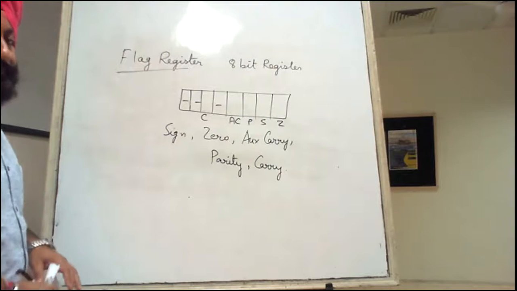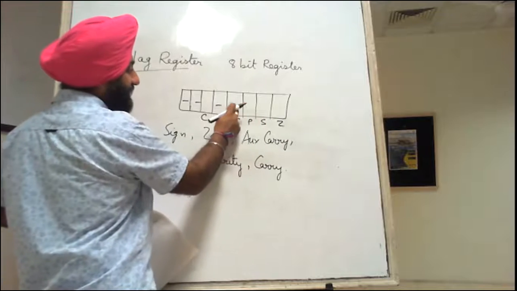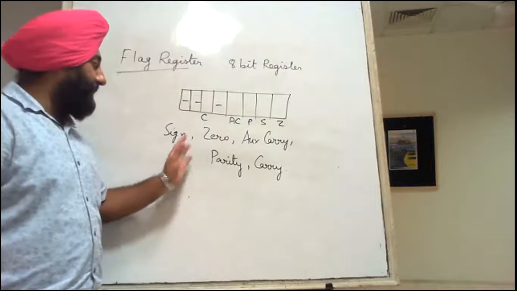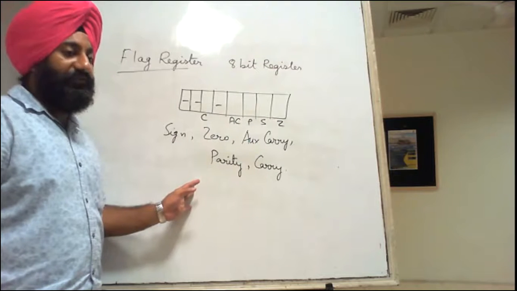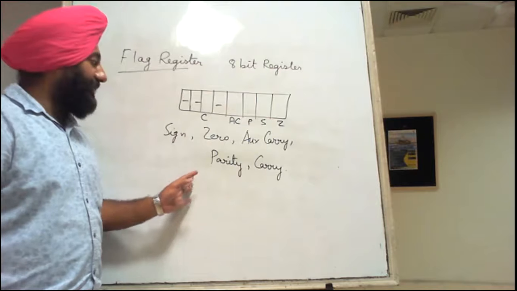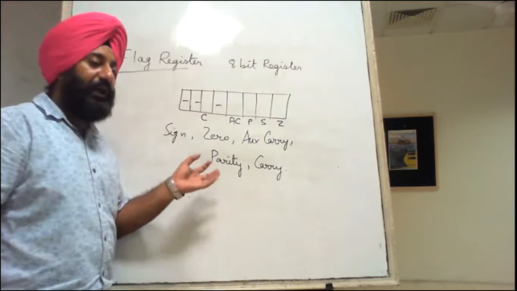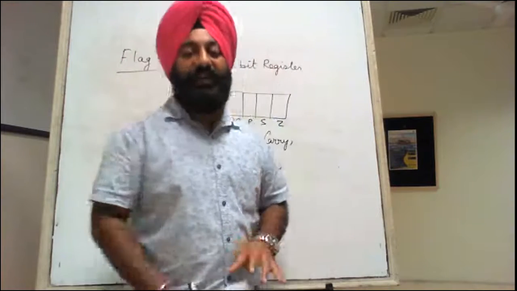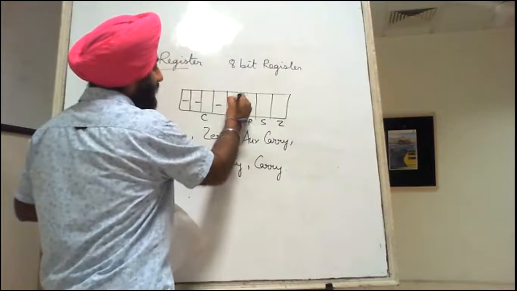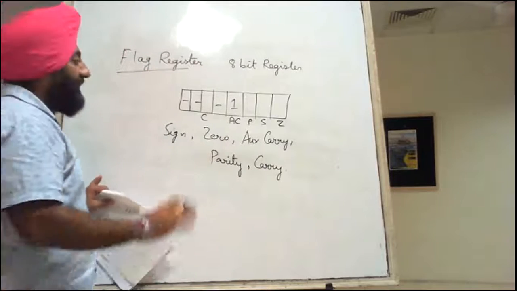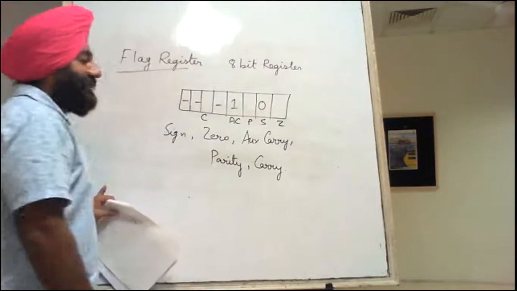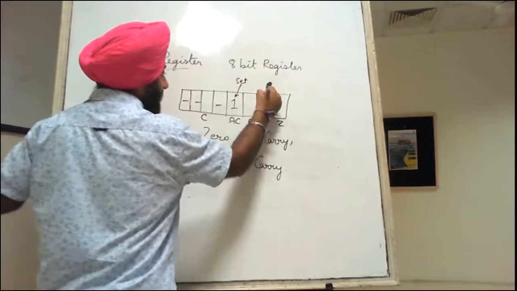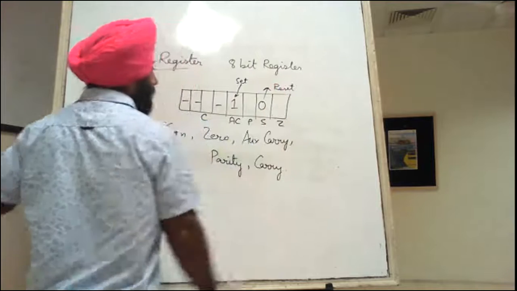I hope the concept is clear. So 5 bits will be set to either 0 or 1 depending upon the result in the accumulator. According to that result your flag will be set or reset. For set the value is 1 and for reset it is 0.